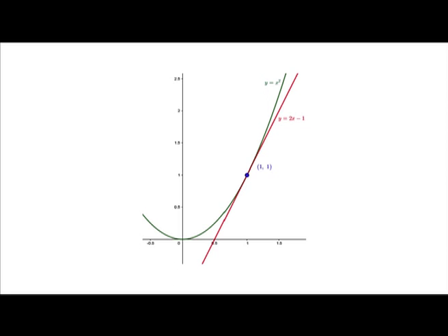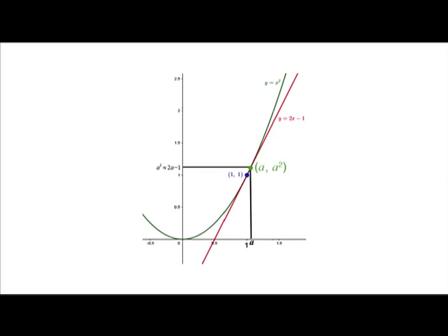In other words, the line y = 2x − 1 locally approximates the parabola y = x² near the point (1, 1). This approximation is called the local linearization. In this case, if we take a point a very near to x = 1, its function value f(a) = a² will be very near to the value of 2a − 1. This is illustrated in the figure.